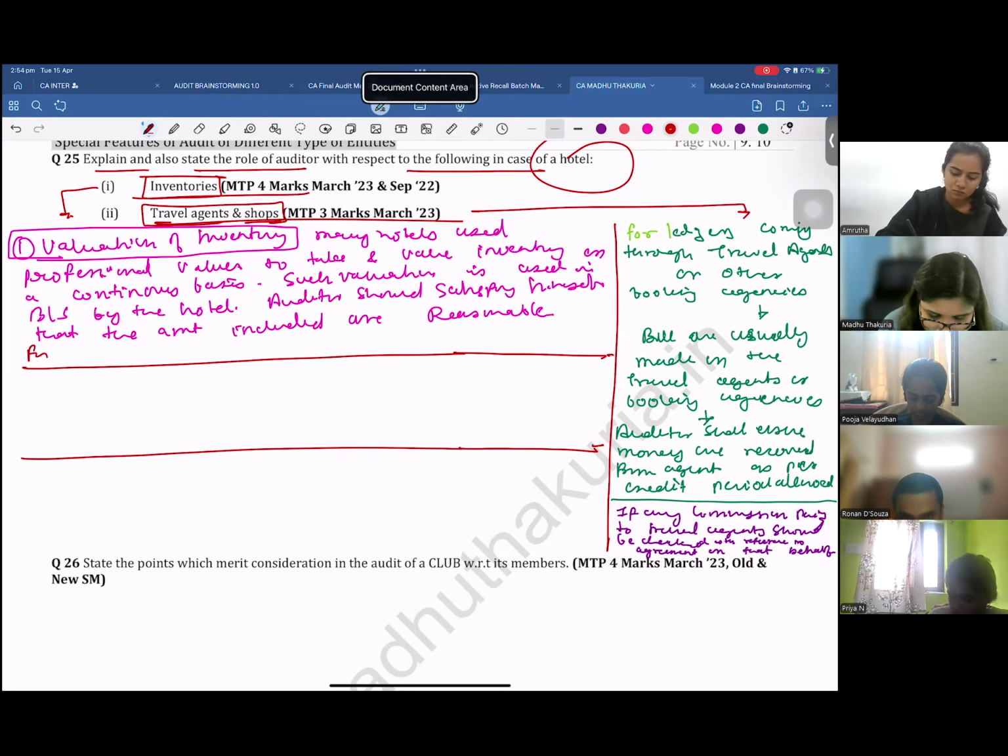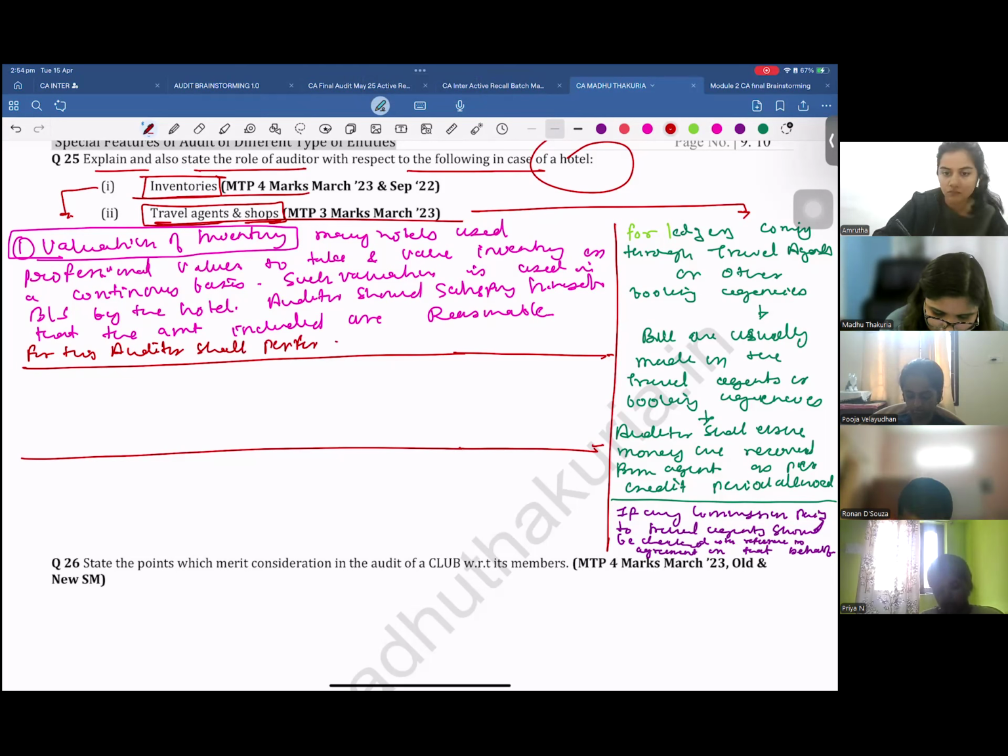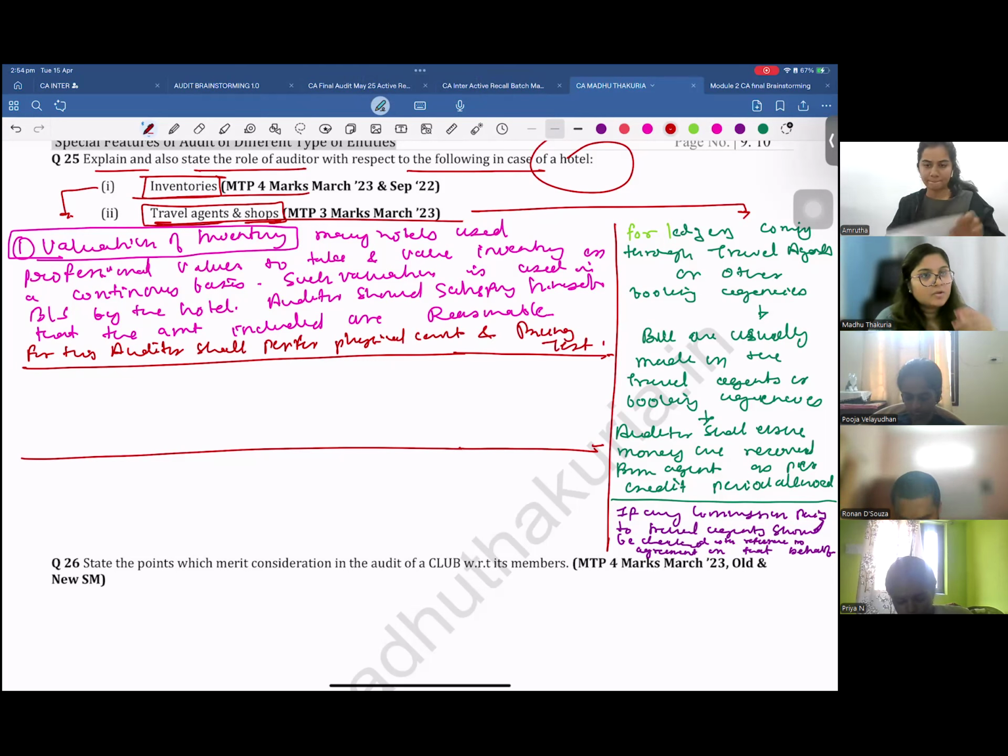For this, auditor shall perform physical count and pricing test. You have to check both. You have to attend the count as per SA 501 and you also have to test the pricing and the valuation done for the inventory.